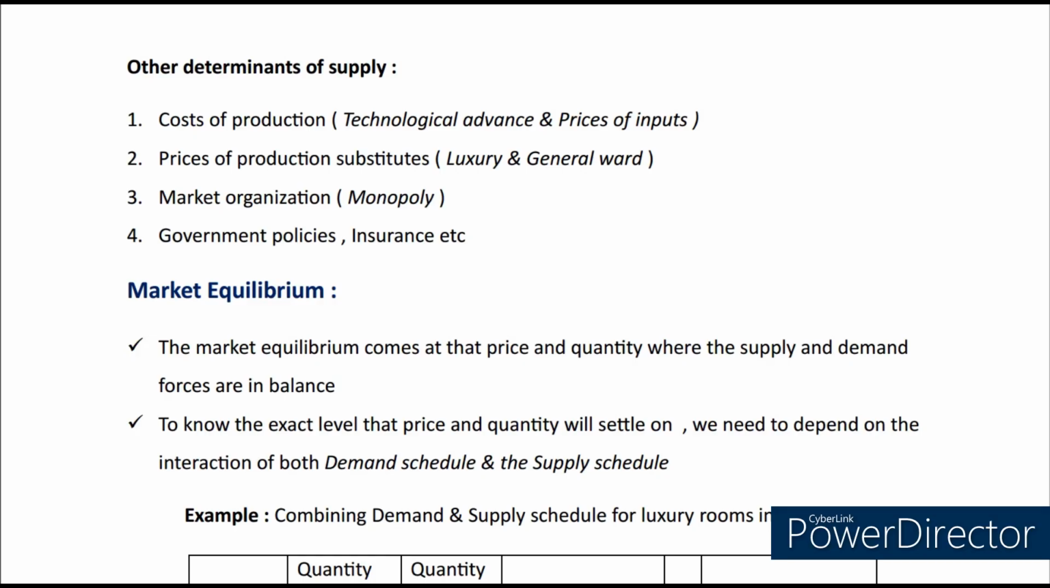And third is the market organization. For example, if it is a monopoly, that means there is only one hospital serving in a particular area, so obviously the demand will be more. And last is the government policy and the insurance. These are general factors that can affect the supply and demand.